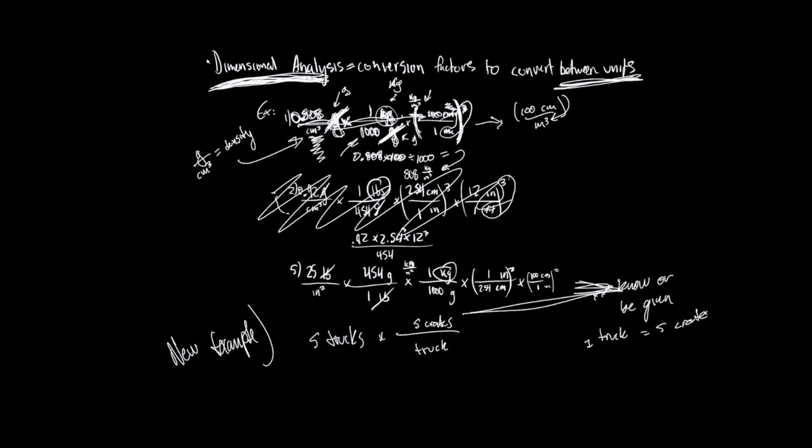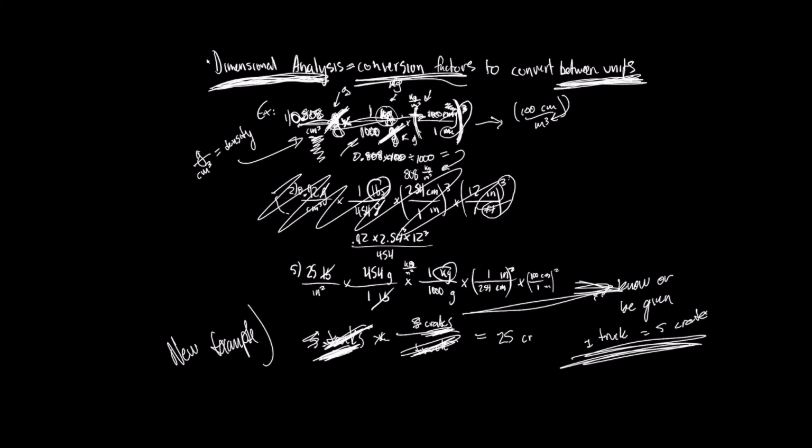And you could say, how many crates are there? The question could be, how many crates are there with 5 trucks? So you would just simply multiply 5 times 5. Because the way this is set up is, once again, conversion factors to convert between units. Right now our unit is trucks and we're trying to get to crates. So we just use this conversion factor that we're given in the problem. We'll say 5 trucks times 5 crates over one truck, and we cancel out the trucks. Because those units cancel, we are left with 25 crates. Again, 5 trucks times 5 crates would give us 25 crates.